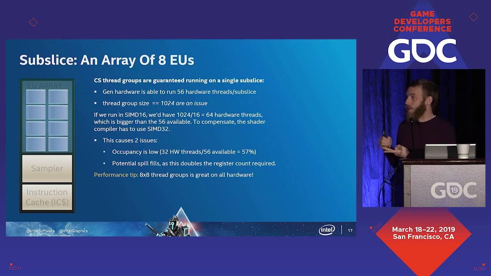Basically, running in SIMD32, you double the register usage that you would have in SIMD16, and you would potentially be spilling. So as a performance tip here, we recommend that you use 8x8 thread group. It's fairly friendly for all hardware manufacturers, and it helps us in this case.